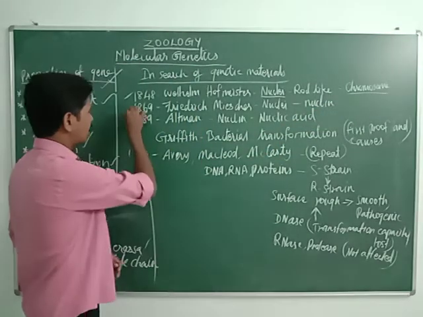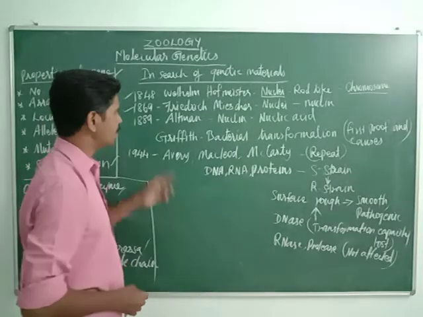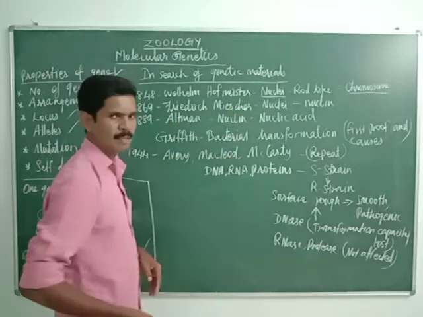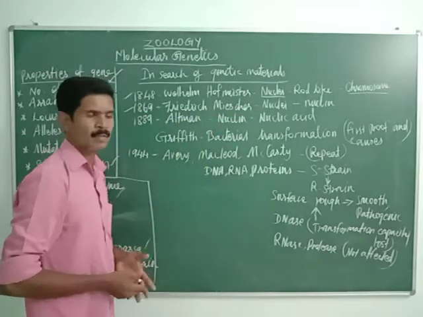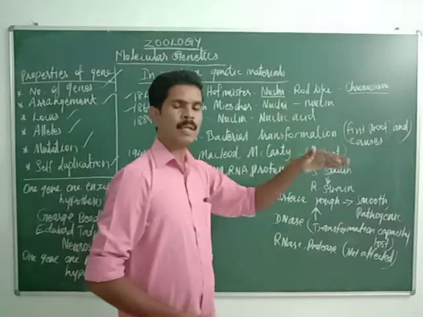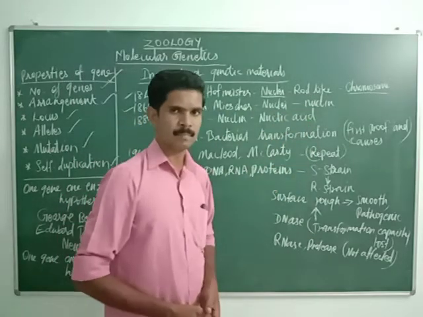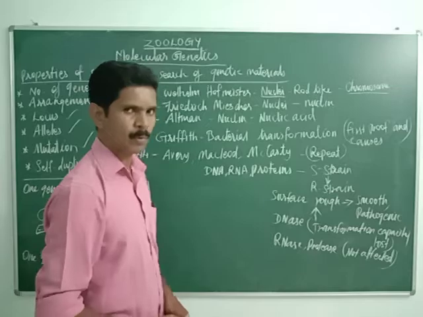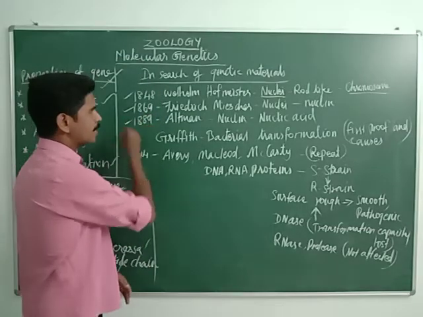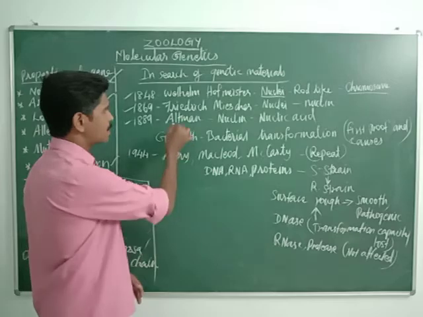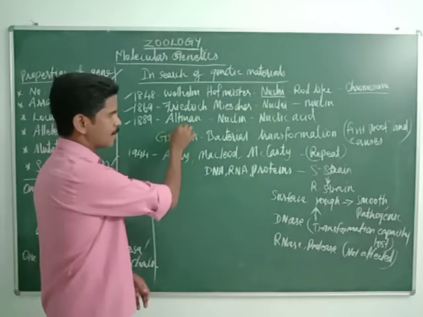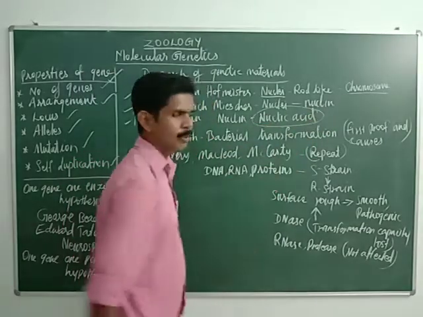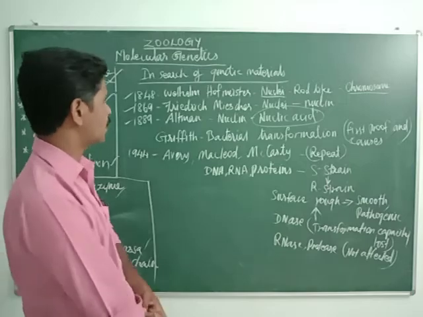Then the next point. In the year 1869, another good scientist, Friedrich Miescher, observed the nuclei and called the substance nuclein. He called the nuclei's material nuclein. Then in the year 1889, another scientist, Altmann, called this nuclein nucleic acid. Hope you understood these points, dear students.